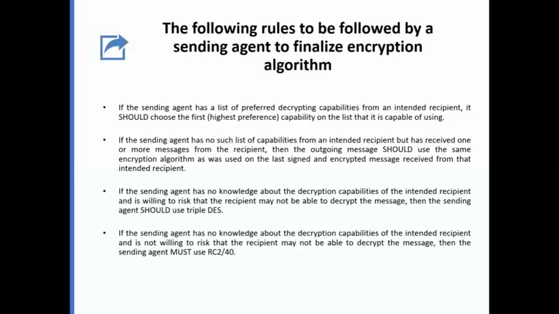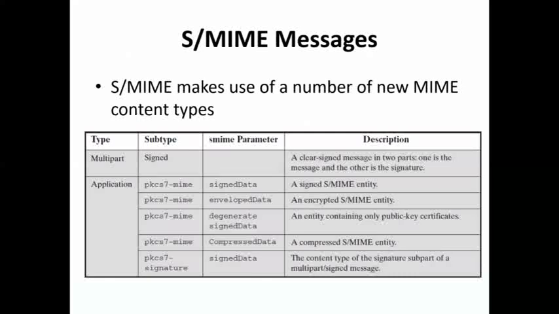Next thing is S/MIME messages. S/MIME messages make use of a number of new MIME content types. If you are using a clear-signed message, it is divided into two parts: one is the clear text message and the other is the signature. Suppose you are using the message type multipart and a clear-signed message, then you use the subtype signed.